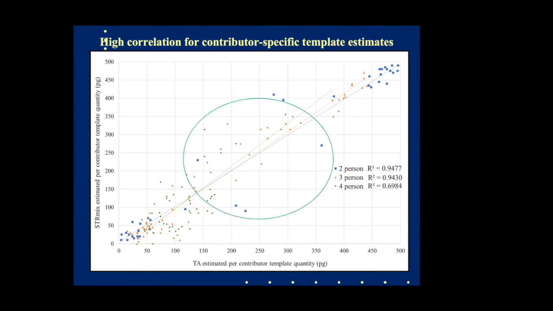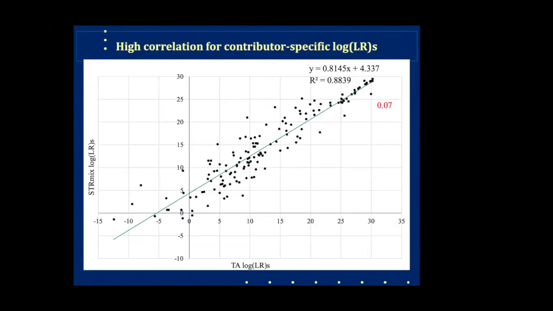Next, I just wanted to point out that you can see the points cluster at the extremes, the low template and the higher template, and it's in the middle range where you see a little more dispersion from the regression line. I think that's not so surprising because it's harder to estimate contributors, or there's more variability, in a 30% versus a 40% contributor and so on. Okay, next slide.